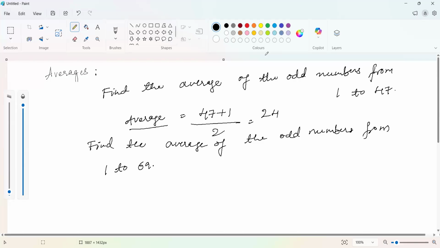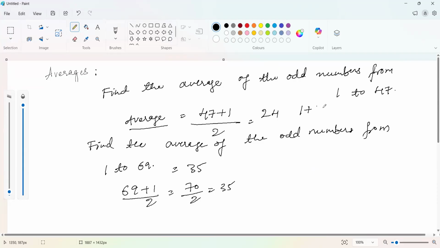You're getting 35? Yes, correct. It's 35. It's 69 plus 1 divided by 2. You can also write it like this. You want to apply n plus 1 by 2.